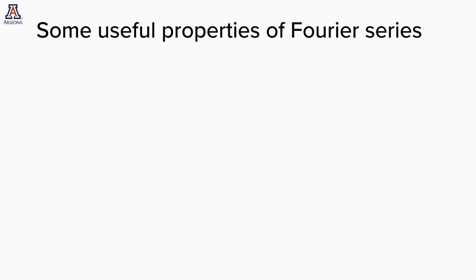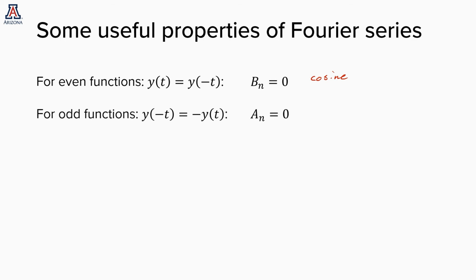Next, we'll talk about some useful properties of the Fourier series. For even functions, where y at time t is equal to y at time minus t, for example, for a cosine, bn is going to be identically 0. For an odd function, where y at minus t is equal to minus y at t, such as a sine wave, then an is going to be identically 0. So you can automatically make your life a little bit easier if you just recognize your function as being even or odd.